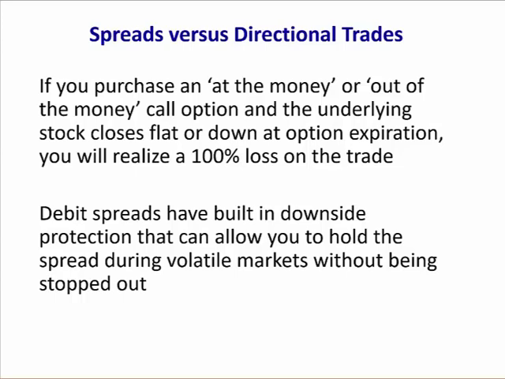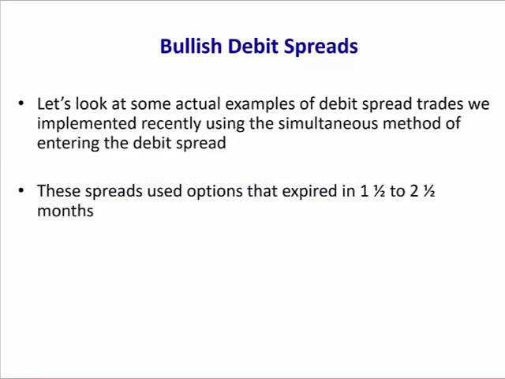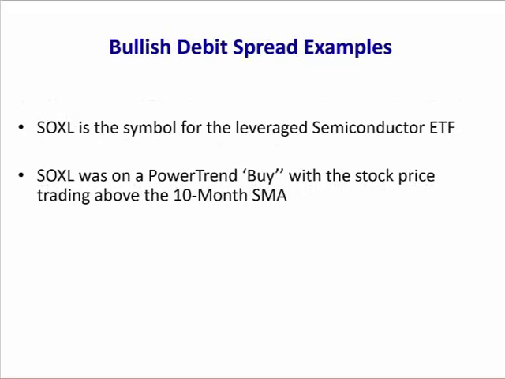So we try to avoid those 100% losers by trading spreads. And debit spreads have built-in downside protection that can allow you to hold on to the spread during volatile market moves without being stopped out. And we'll show you examples of that. So let's look at a couple bullish debit spreads using the simultaneous entry method of purchasing the call and selling the call simultaneously. And these examples we'll look at expire in 1.5 to 2.5 months.